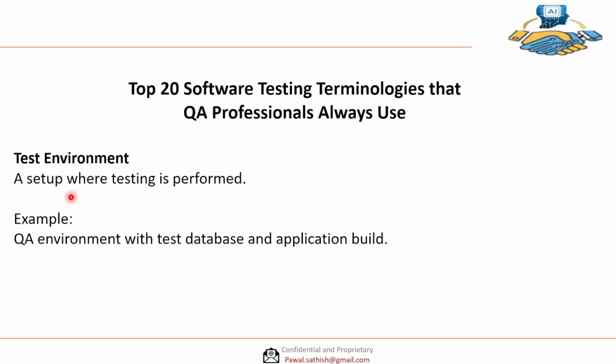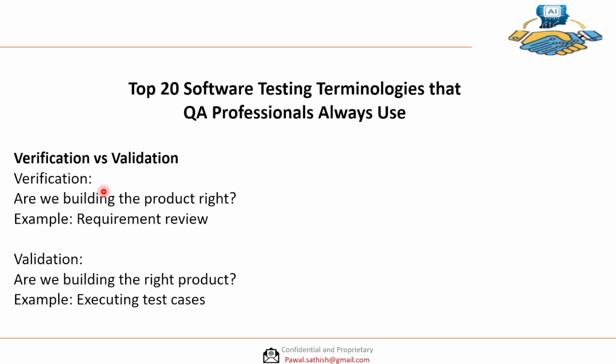Then next is the test environment. It is a setup where testing is performed, like a QA environment with the test database and application build. We have different test environments, like a QA environment, a performance environment, a UAT environment, a SIT environment. We have a number of different environments, and the last environment is the production environment.